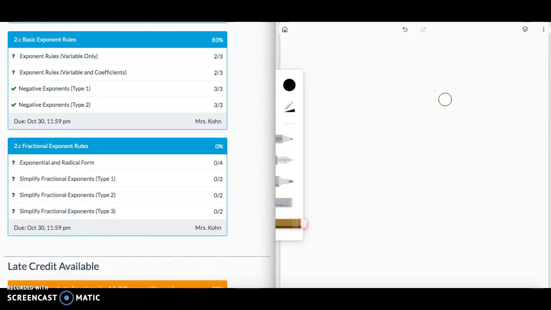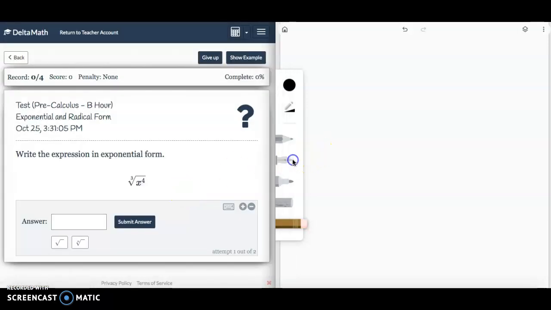All right, in this video, we are going to go through 2.C fractional exponent rules, a DeltaMath assignment. So I'm just going to go through and do a couple of examples from each of the question types. So this is exponential radical form. And over here, I just have some scrap paper that I'm writing on virtually. So if you guys have some scrap paper, that might be helpful as well.